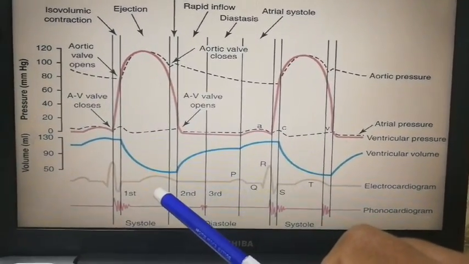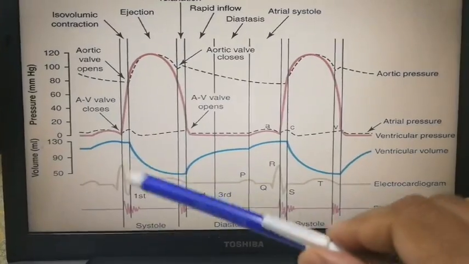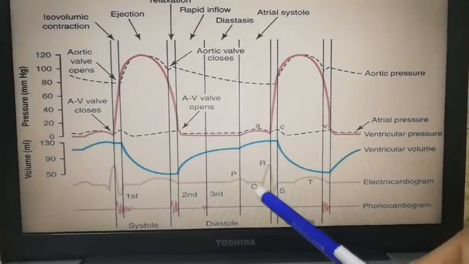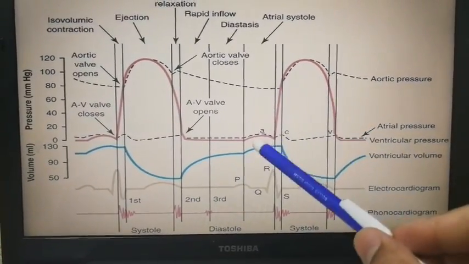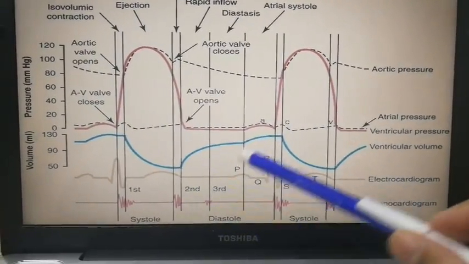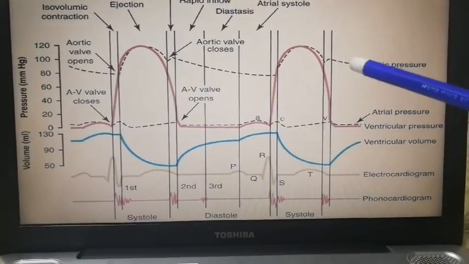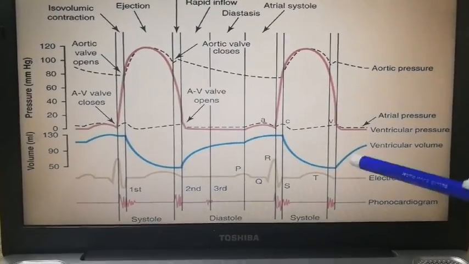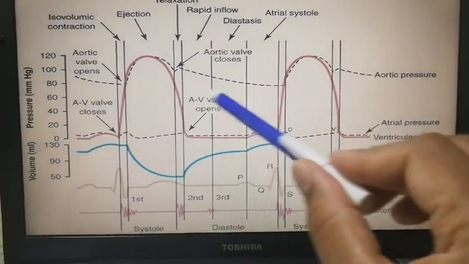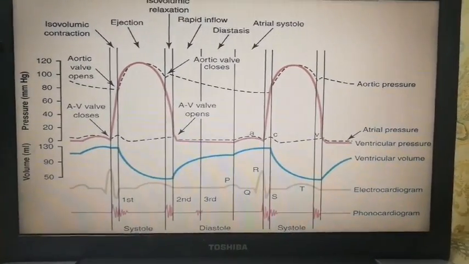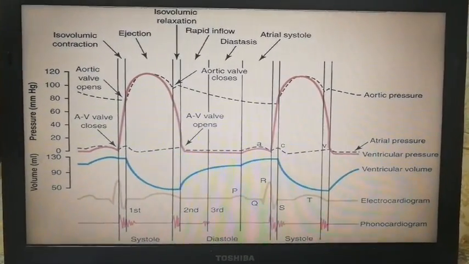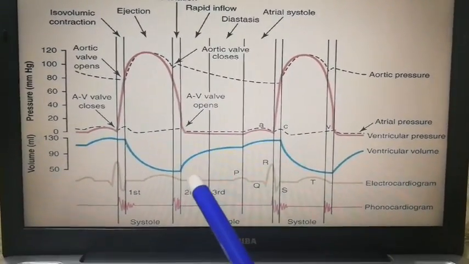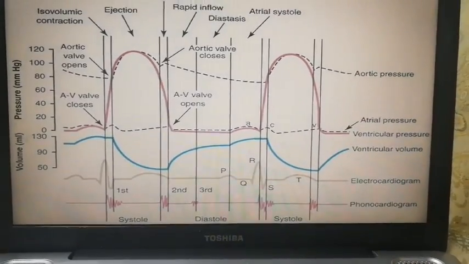So now we will study how the ECG and the heart sounds are correlated with pressure volume changes. Today our topic is how ECG and heart sounds are correlated with pressure and volume changes. So we will pick each phase of the cardiac cycle one by one and correlate it with the ECG and heart sounds.